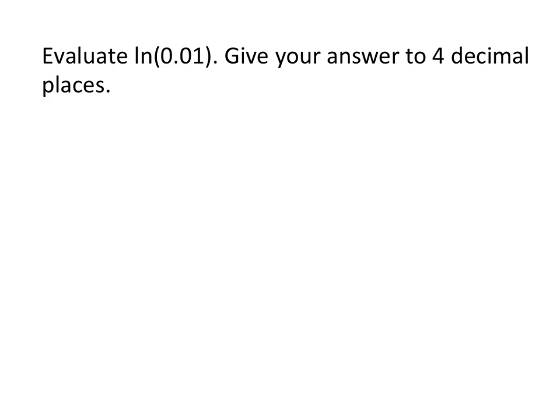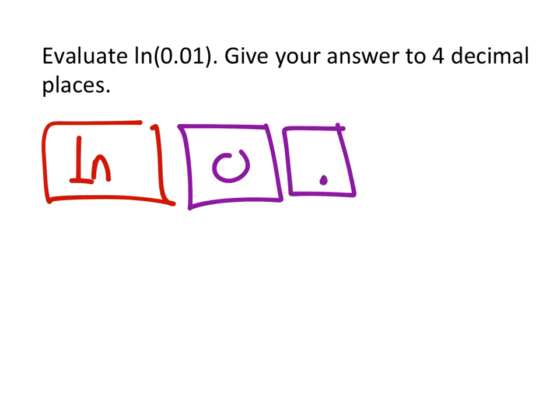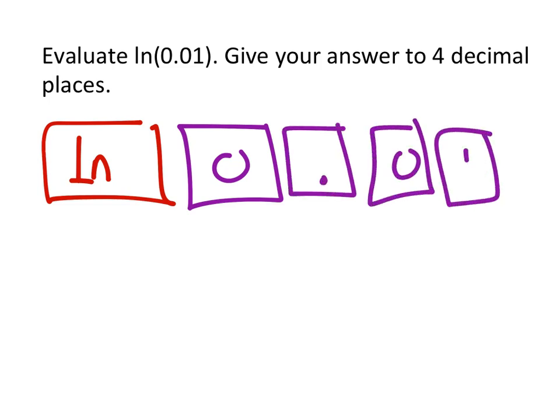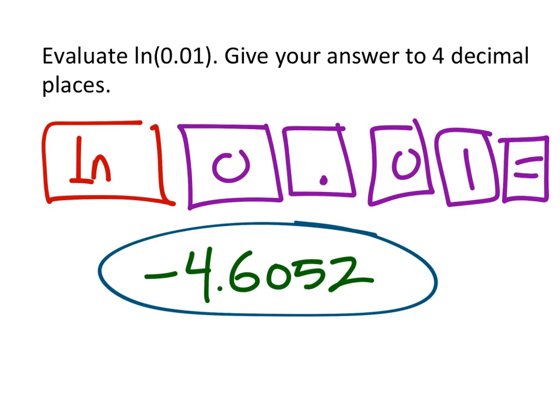All right, evaluate this. Give your answer to 4 decimal places. Okay, you got it. Natural log. All I'm going to do in my calculator is find the ln button. It may look like that. Every once in a while I'll see one that's a capital L, maybe. Then you can put 0, decimal, 0, 1. Then you've got an equals or an enter button. All right, in my calculator, it gave me negative 4.6052 to 4 decimal places.